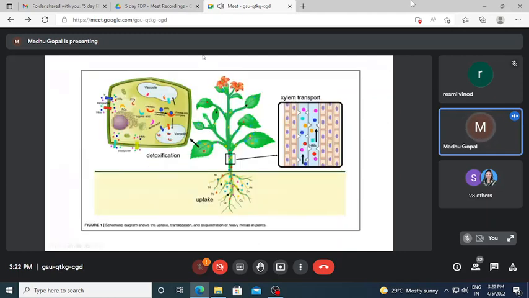So here you can see a schematic diagram showing the uptake, translocation, and sequestration of heavy metals in plants. These are the detoxification mechanisms. Here, these are all parts of the cell. The vacuole is a component of the cell where that detoxified, complex material is stored, then the xylem transport, and finally it will reach the leaves through the xylem.